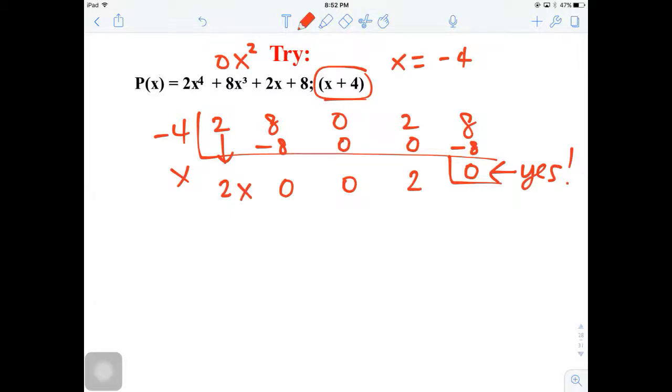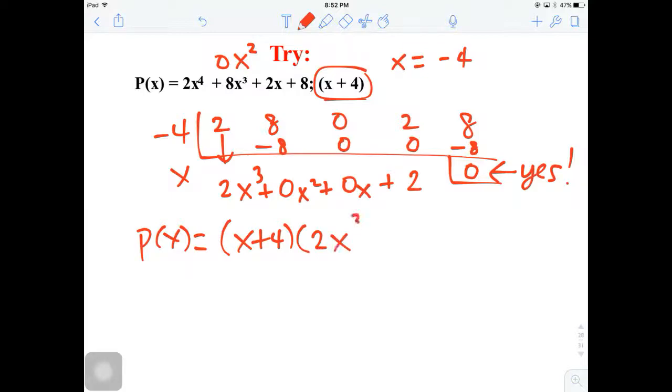So we got x to the third, x squared and x terms are gone, and then we have 2. So the polynomial function can be written as the divisor, which is x plus 4, times the quotient, which is just 2x to the third plus 2. And we're almost done here, except that there is a 2 in the front that we can factor out. There's a GCF of 2 here, and we're left with x cubed plus 1.